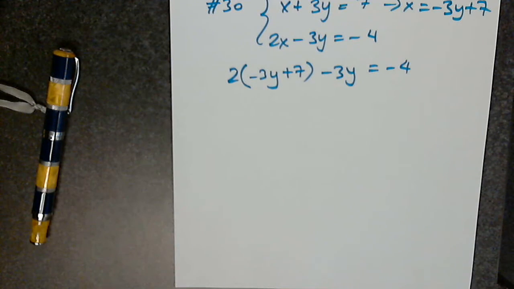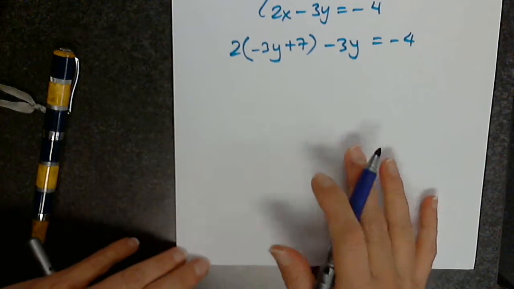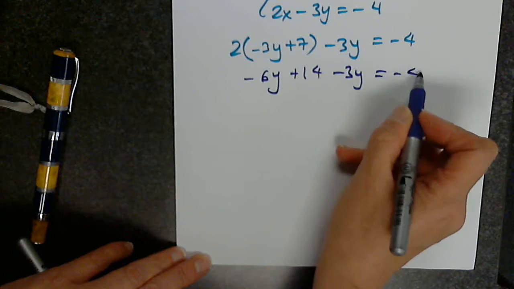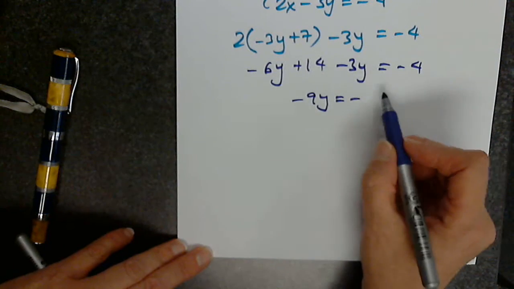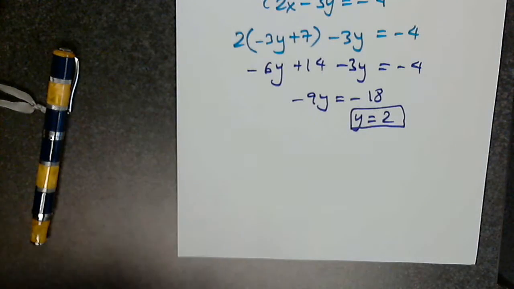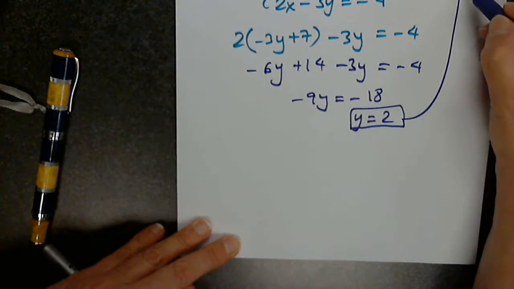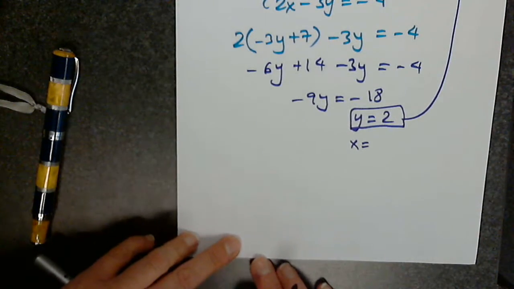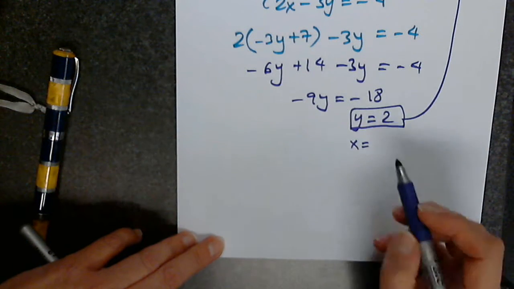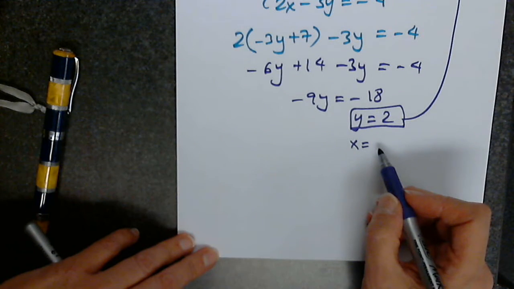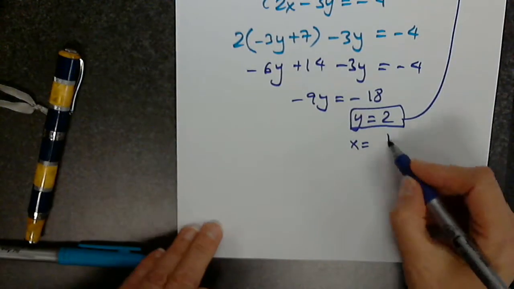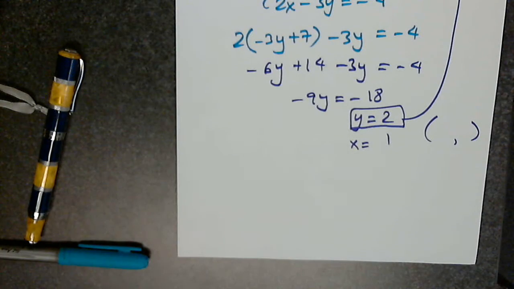So how much is y? So you got negative 6y plus 14 minus 3y equals negative 4. So negative 9y equals negative 18. So y equals 2. Do you all agree with y equals 2? But then can you give me x? One indeed. So what do you expect the ordered pair, the solution of the system, to be?